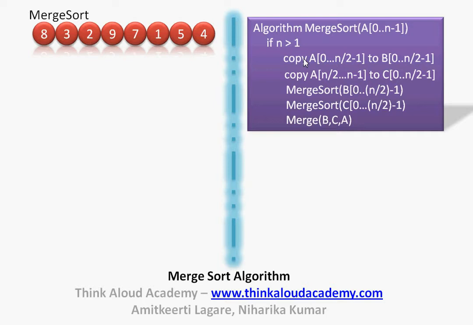So this line says divide the elements into two halves and take the first half and copy it into B. So 8, 3, 2 and 9 get copied into B, and this line says copy the next half into array C.